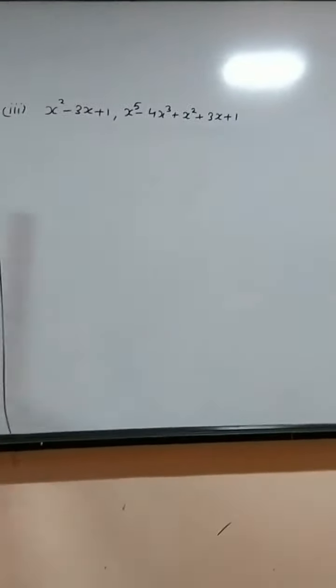There are other zeros. How can you find the other zeros? To factorize this, x square plus 2x plus 1 is 0. Therefore, x plus 1 whole square, a square plus 2ab plus b square, is 0. Therefore, x plus 1 is 0. Therefore, x is equal to minus 1. Therefore, other zeros are minus 1 and minus 1.